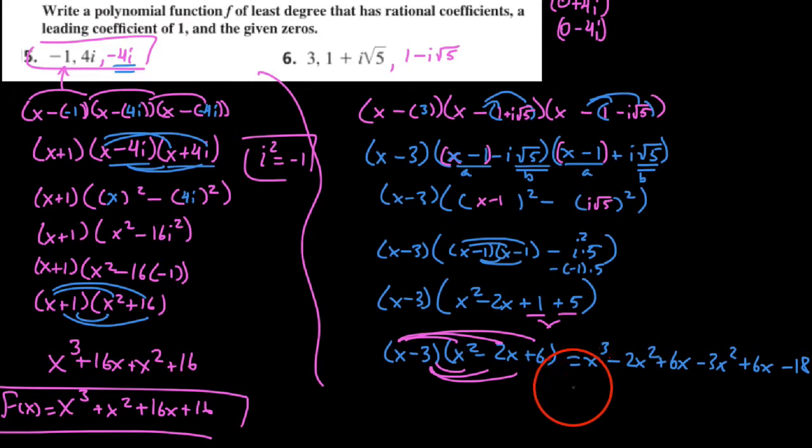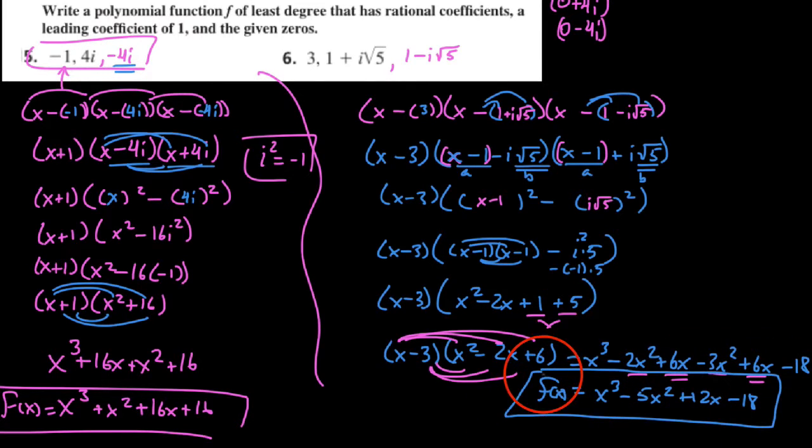So combining like terms here, we get x cubed. Those two together there, we get negative 5x squared. These two together, we get plus 12x, minus 18. So here is our function having these zeros. But we knew that this zero had to exist as a complex conjugate of this zero the moment that they told us that a complex zero existed.